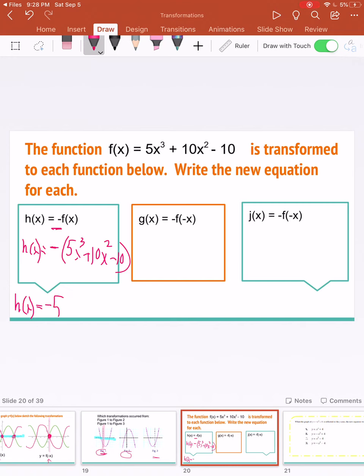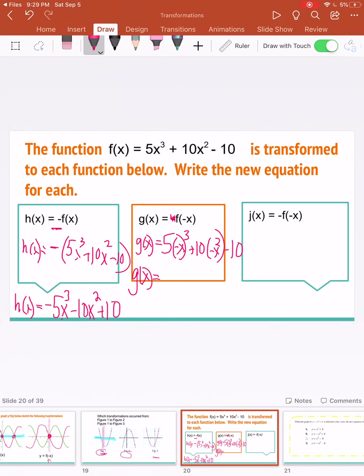So I end up with negative 5x cubed minus 10x squared plus 10. Okay, now in this case, and actually this is a typo, the negative's not supposed to be on the outside there. Okay, the negative's inside. So according to function notation and what we've done in the past, we're going to replace all of our x variables with that negative x. So I'm replacing my x cubed, my x with the negative x, and here as well. So all I'm doing is replacing the x's with the negative x.